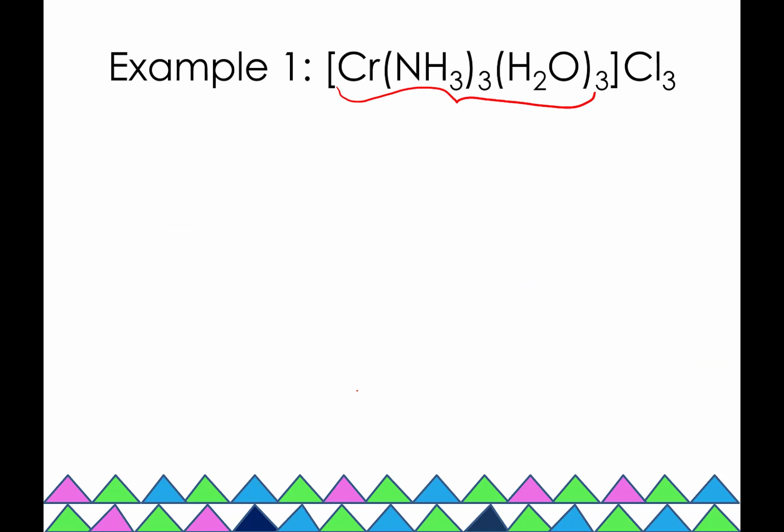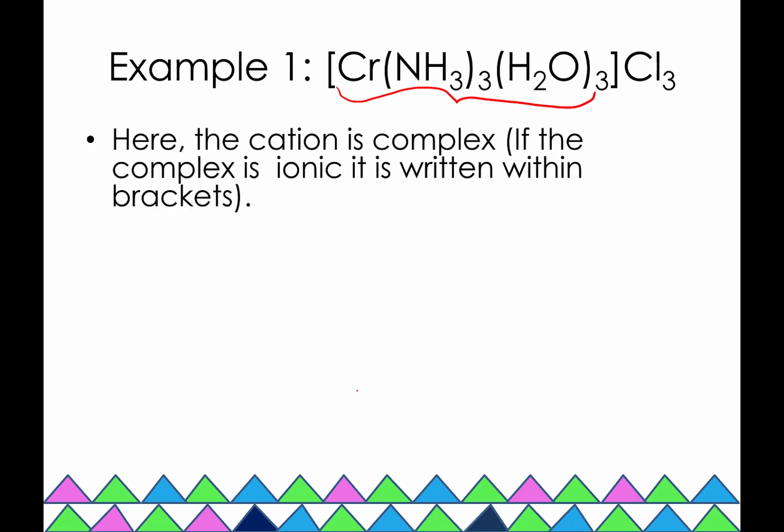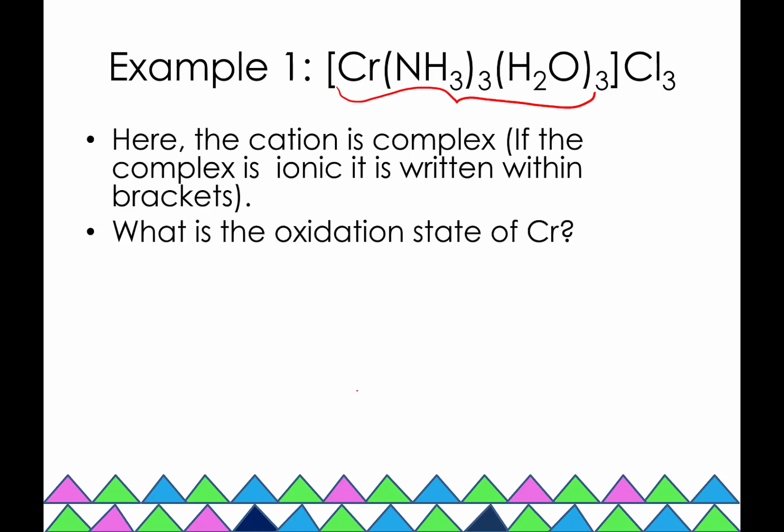I wanted to go through a few more examples. In this case, the complex ion is the cation. So the first thing we want to do is determine the oxidation state of chromium. We've got 3 chloride anions, so total charge of -3. So that means that the charge for the complex ion must be +3. Remember that our charge of our metal plus the charge of our ligands is equal to the total charge on the complex ion.